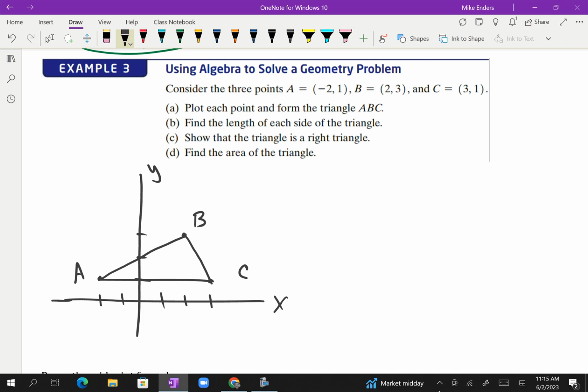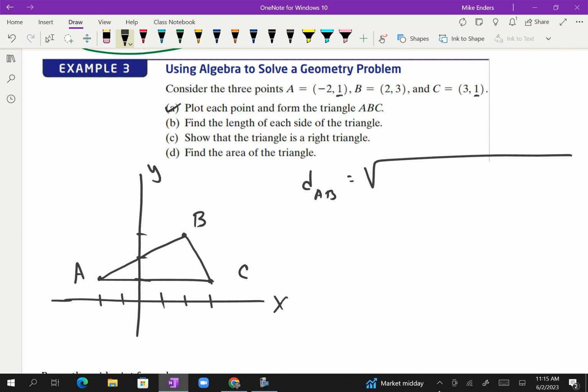And if we notice A to C, both the y terms are the same. They're both 1. So we're not changing anything in the vertical component. So the line AC is indeed a horizontal line. Okay? So plot each point and form the triangle ABC, that we have accomplished. Let's take a look and find the length of each side of the triangle. So what we want to do then is find the distance from A to B.